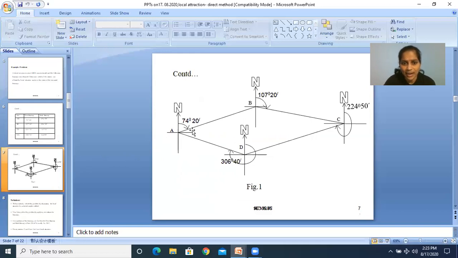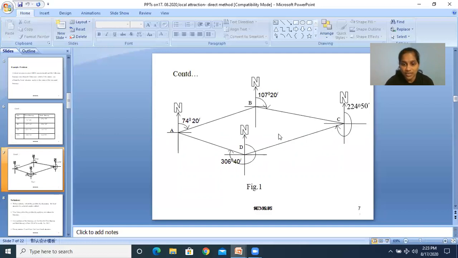We have drawn this sketch. Here A, B, C, D, A. So these are the four stations and it is a closed traverse. By observing the forebearings and back bearings of all these stations, we have detected that the stations C and D are free from local attraction. Is it okay? Okay, right. And then the bearings which we have taken from these stations C and D are all correct bearing.